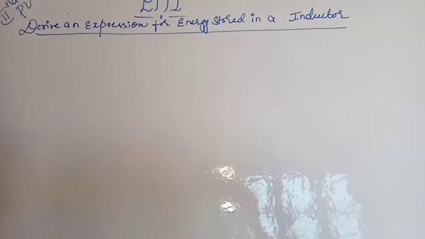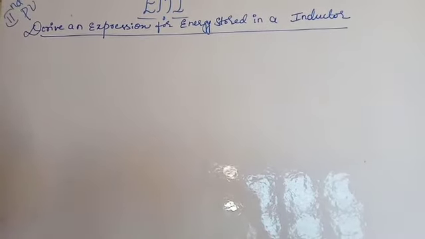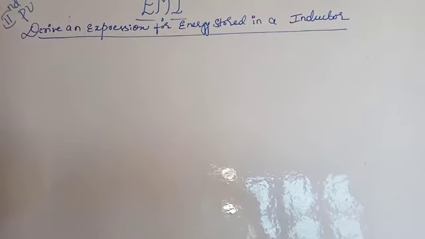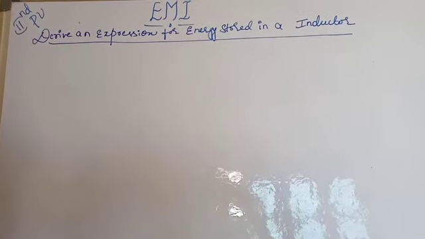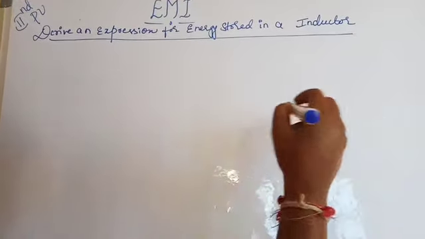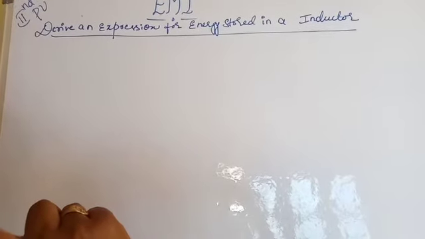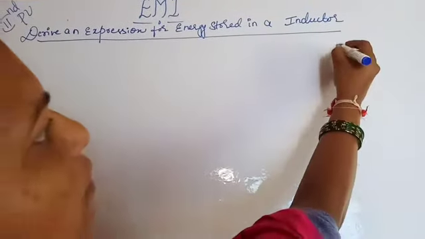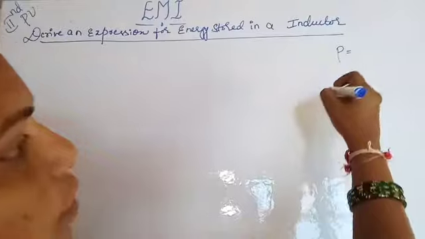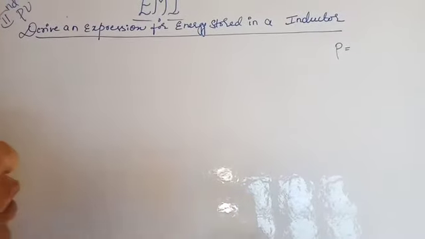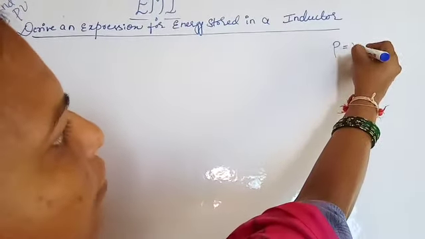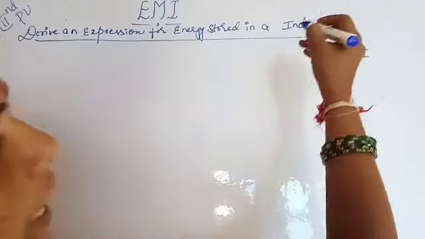So power supply means what we have to do? We have to take the power. So what is the formula for the power? We know that power is nothing but the rate of doing work. So power is equal to the rate of doing work. So we have the formula of power, P is equal to V into I.